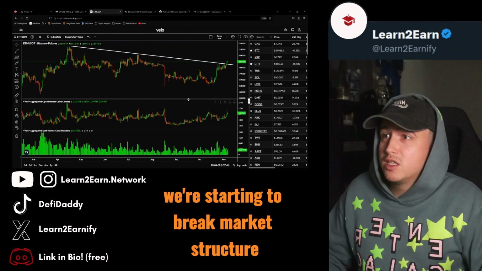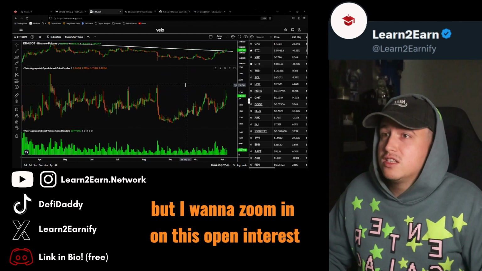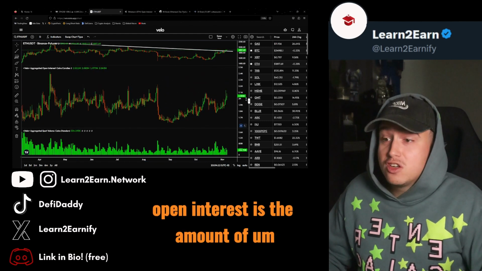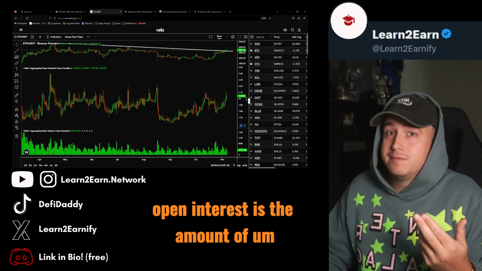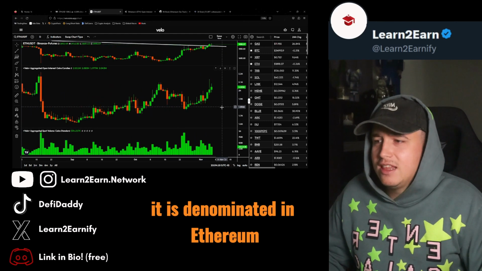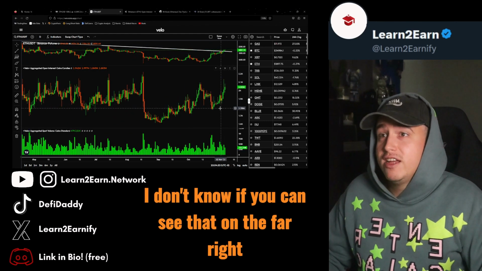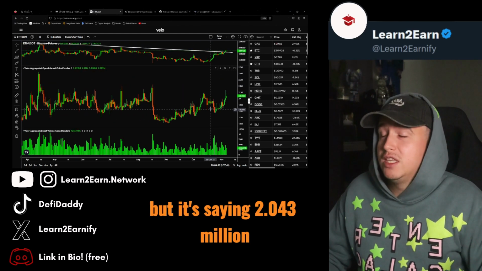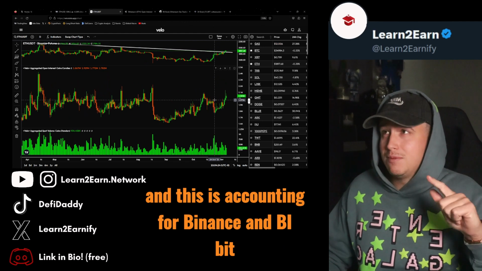We're starting to break market structure, but I want to zoom in on this open interest. Open interest is the amount of notional value in the derivatives ecosystem, and it is denominated in Ethereum. I don't know if you can see that on the far right, but it's saying 2.043 million, and this is accounting for Binance and Bybit.